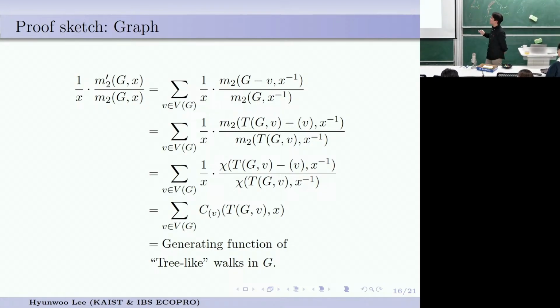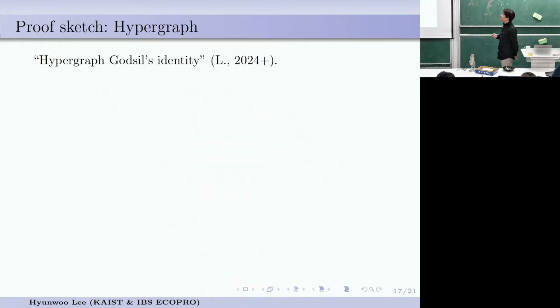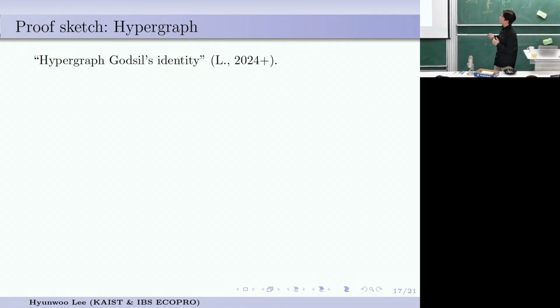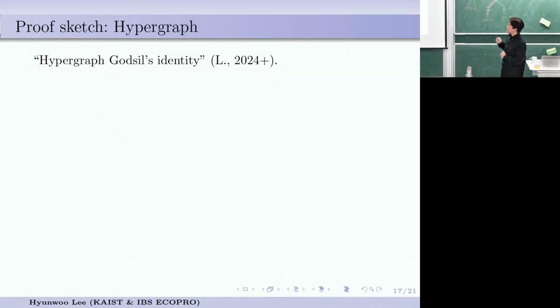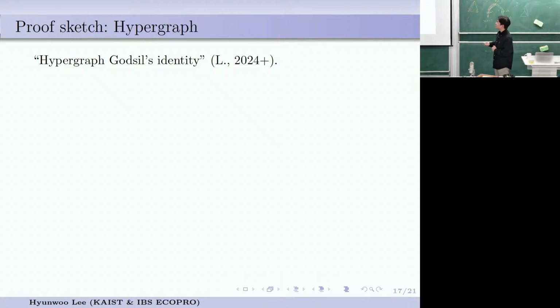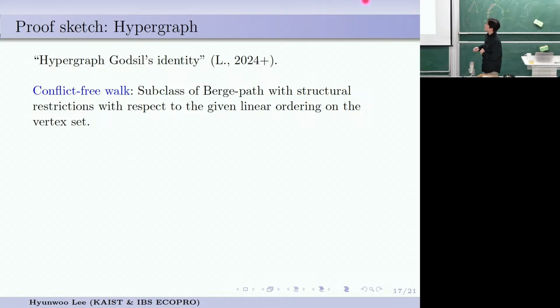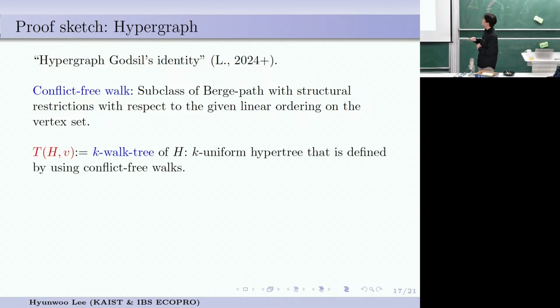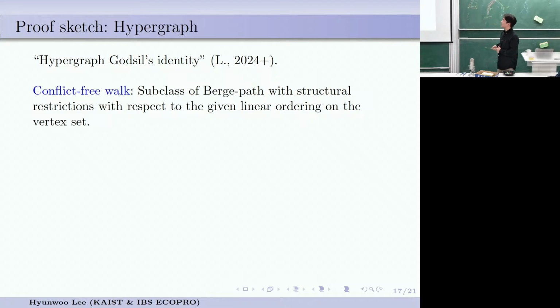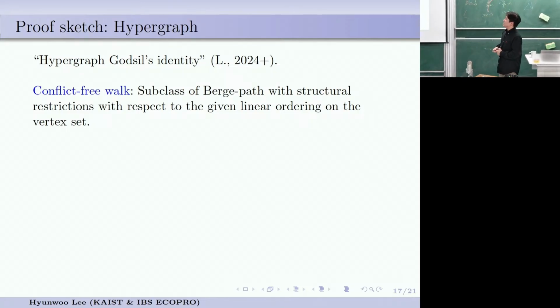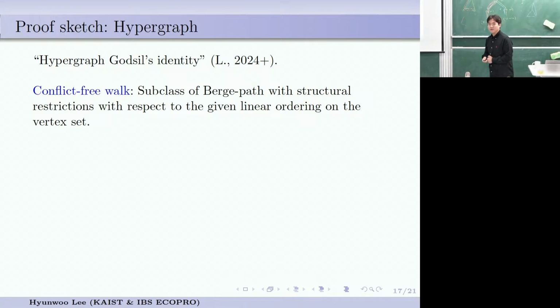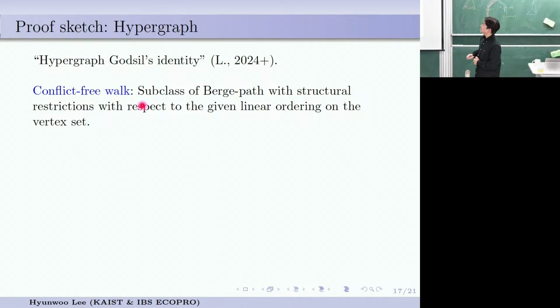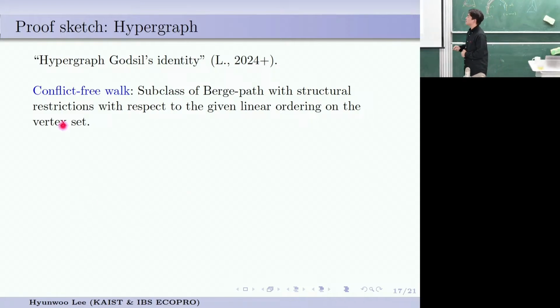Yeah. So this is how the graph case can be proved, and now what we want to do is extend this to hypergraphs. The key step is extending Godsil's identity to the hypergraph version, and this was already done by myself last year. In here I developed some theory for Godsil's identity, and it is pretty complicated to write rigorously, so I will just briefly introduce some key concepts.